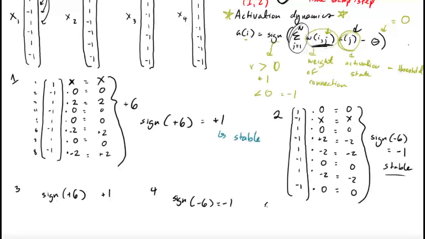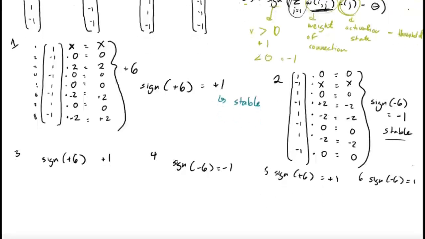5, sine plus 6, which is plus 1. 6, it's going to be a sine negative 6, which is negative 1. 7, which is a sine plus 6, which is plus 1. And then 8, which is a sine negative 6, which is negative 1.